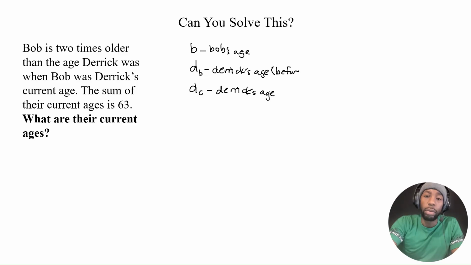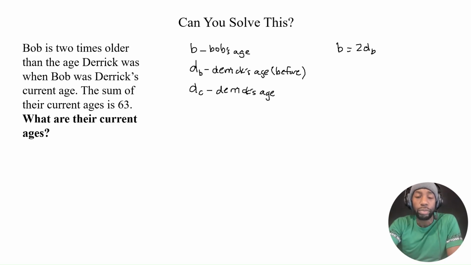Okay. Now, three variables, three equations. So now let's write it out. Bob is 2 times older than the age that Derek was when Bob was Derek's age. So that means that B is equal to 2 D_B. Sorry about that, I'm writing this too close. Let me rewrite that, y'all. B is equal to 2 D_B. So it's equal to 2 times whatever Derek's age was before.